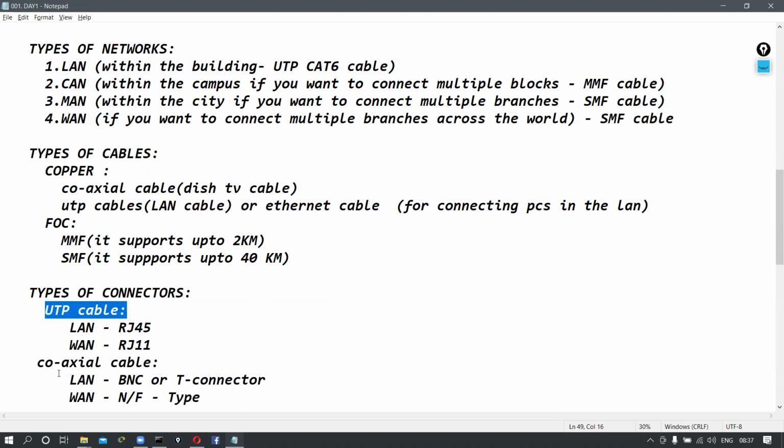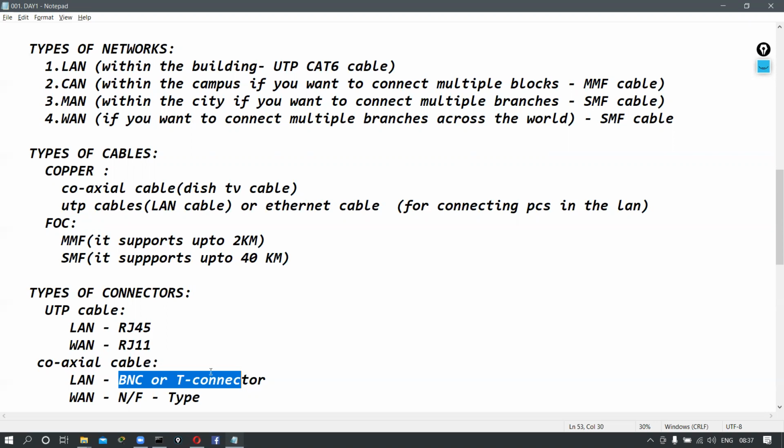But in which scenario were they using these cables? In the year 1983. At that time we didn't have any UTP cables. That's why they used these cables for LAN purpose. These are the connectors. BNC means British Naval Connector.